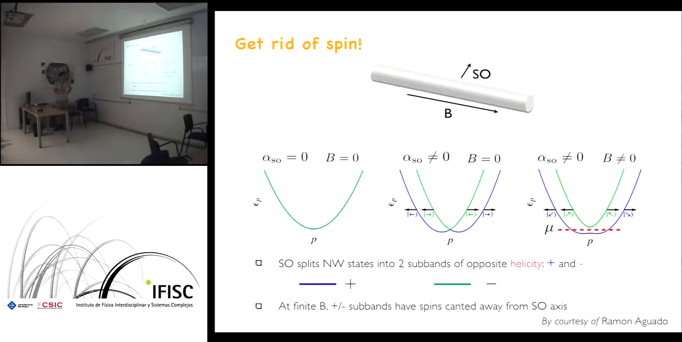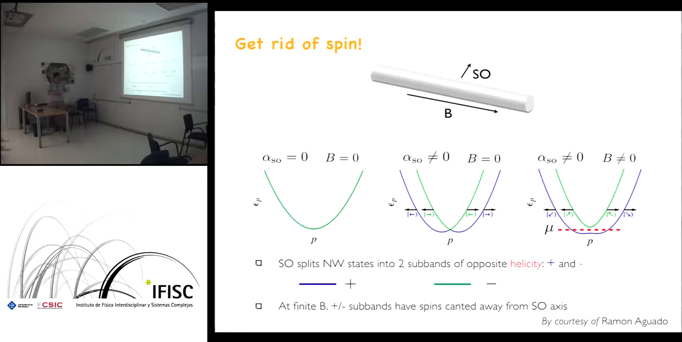Due to the spin orbit coupling, the spin symmetry is broken in this way. Then we apply the magnetic field in the direction orthogonal to the spin orbit coupling. Then here, the Dirac point is lifted. Then we tune the chemical potential at this point. As you can see, in this way, we can choose only one spin. So in combination of spin orbit coupling and magnetic field, we can remove the spin.